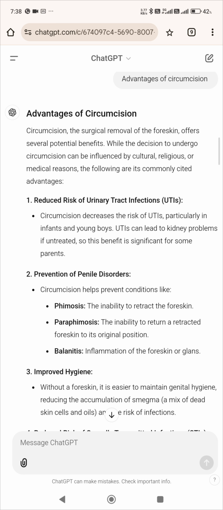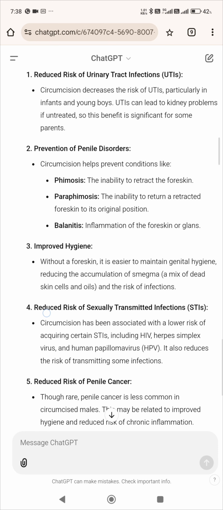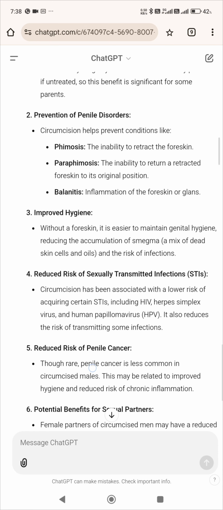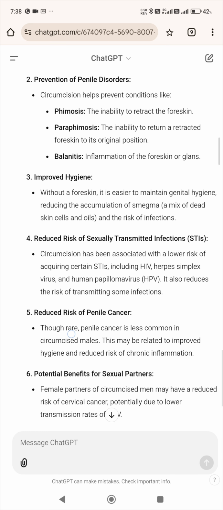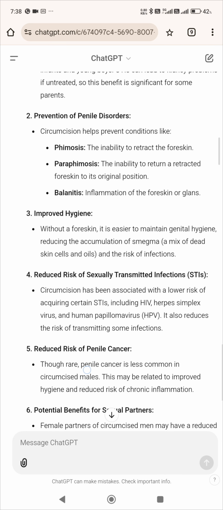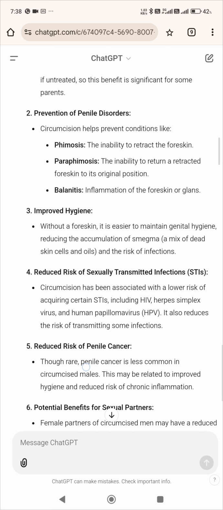Advantages of circumcision. Circumcision, the surgical removal of the foreskin, offers several potential benefits. While the decision to undergo circumcision can be influenced by cultural, religious, or medical reasons, the following are its commonly cited advantages. 1. Reduced risk of urinary tract infections, UTIs. Circumcision decreases the risk of UTIs, particularly in infants and young boys. UTIs can lead to kidney problems if untreated, so this benefit is significant for some parents.